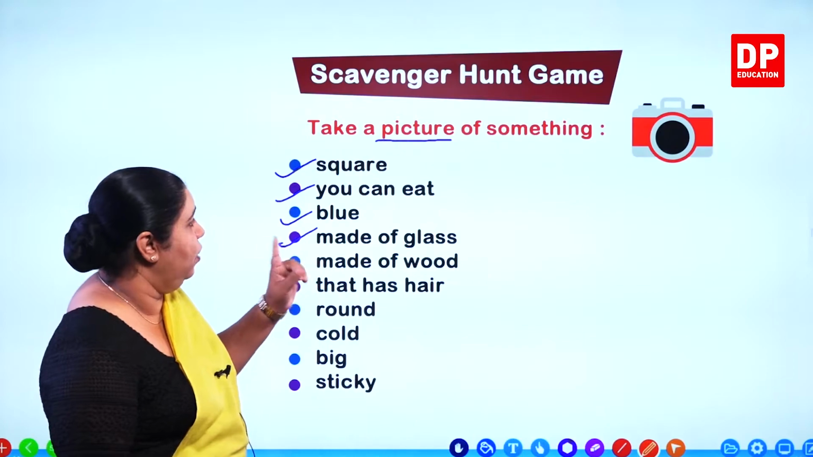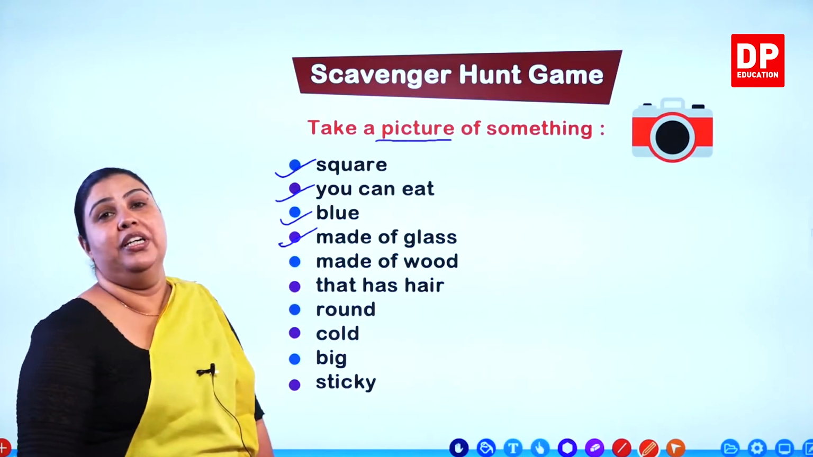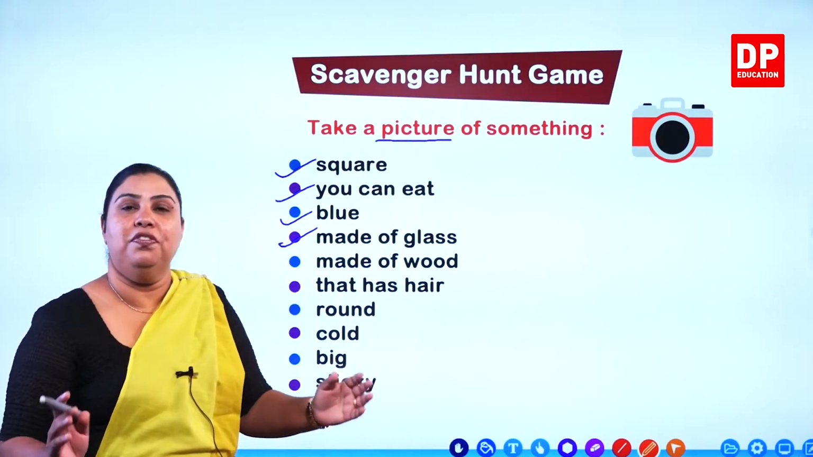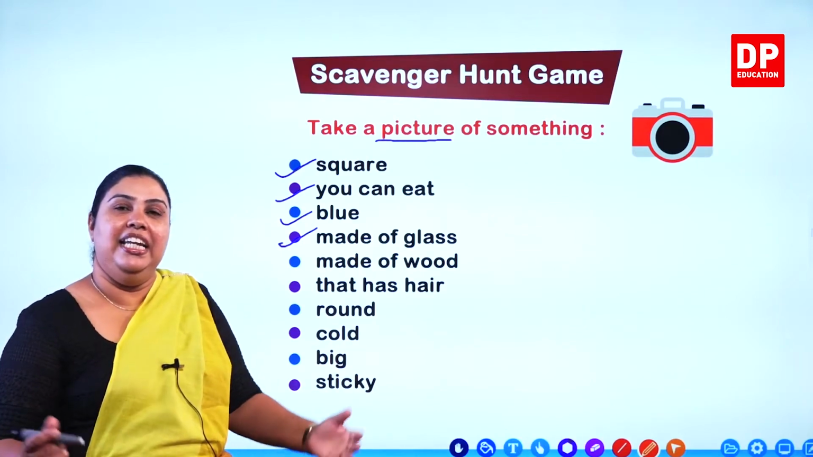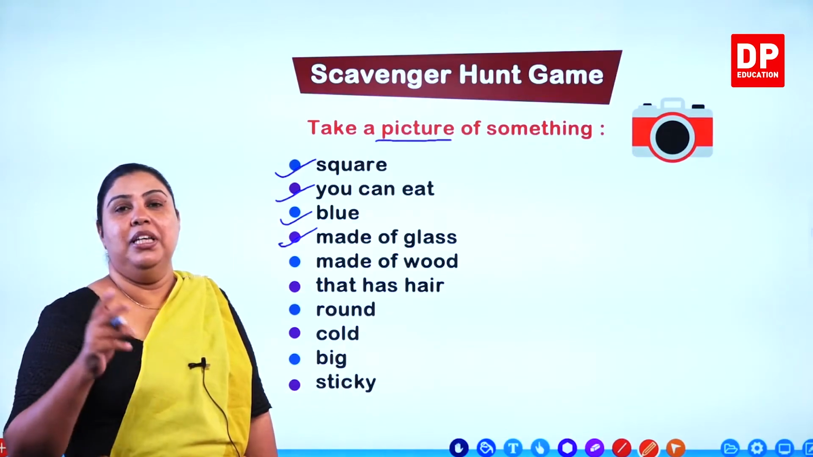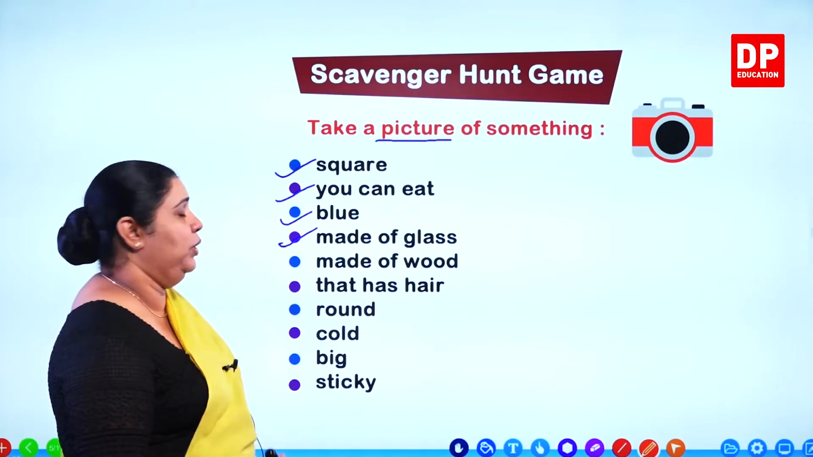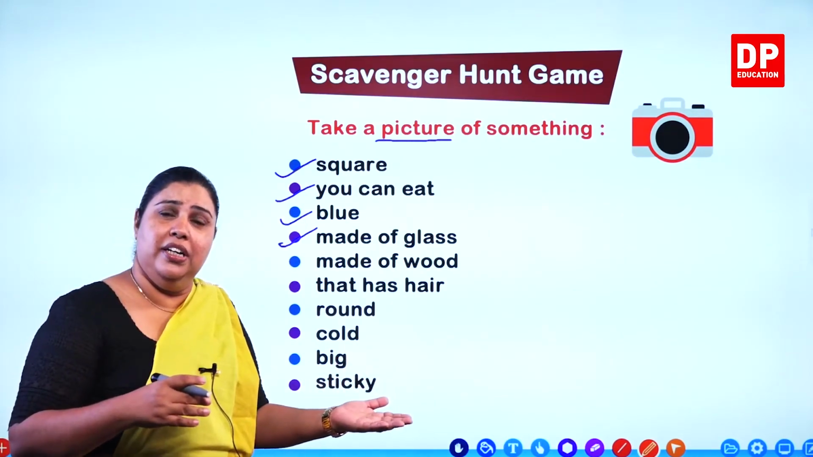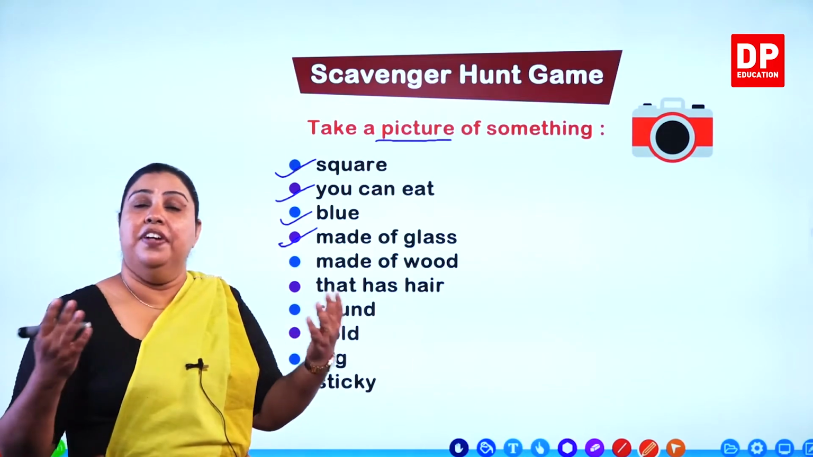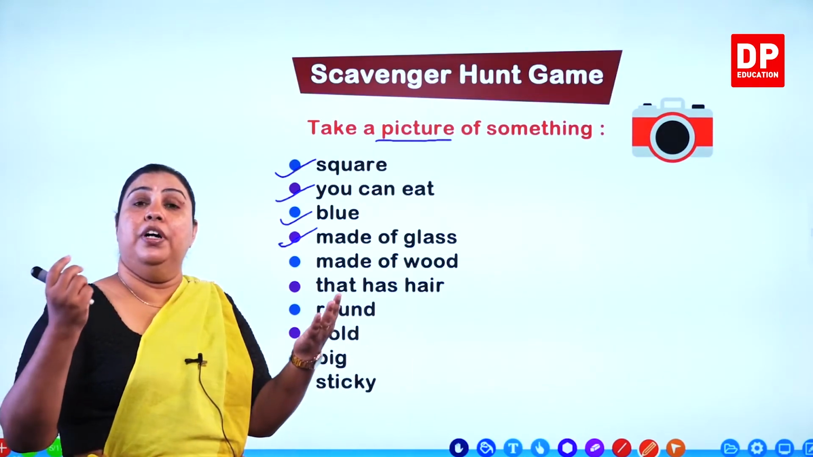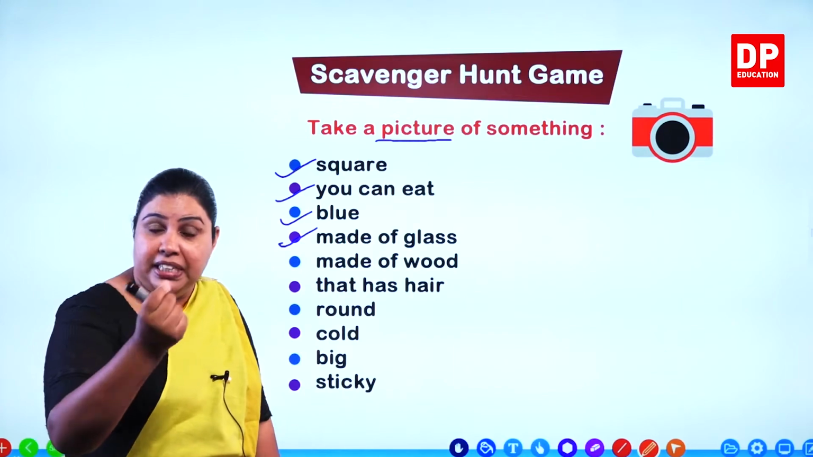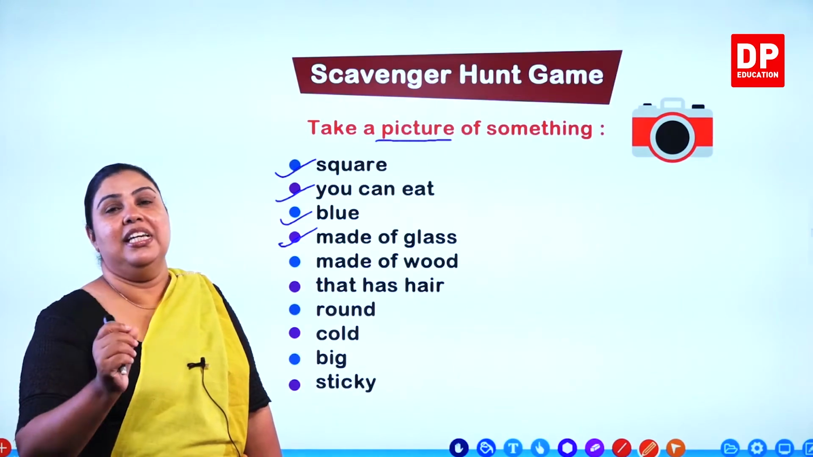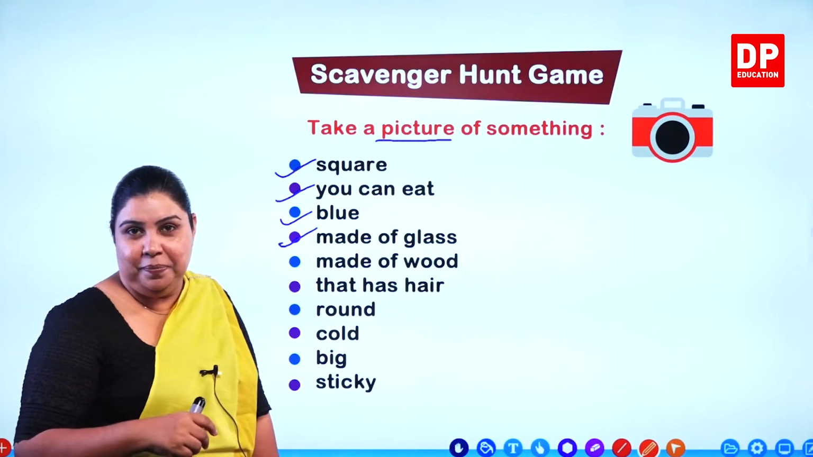Take a picture of something made of wood. What are the things that you can see that are made of wood? There are so many things. Furniture that is made of wood. Then what about the pencil that you are using? The pencil is also made out of wood, right?